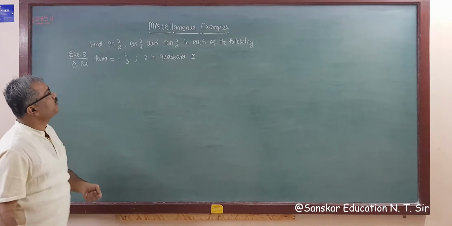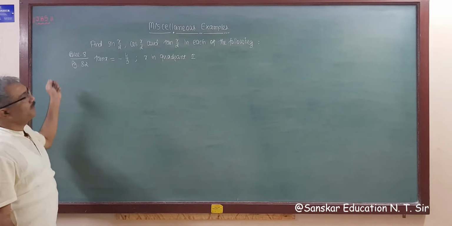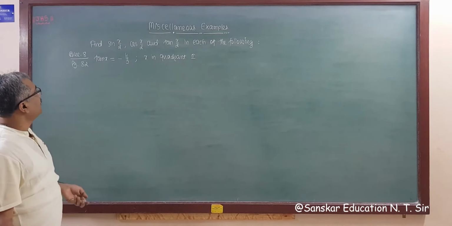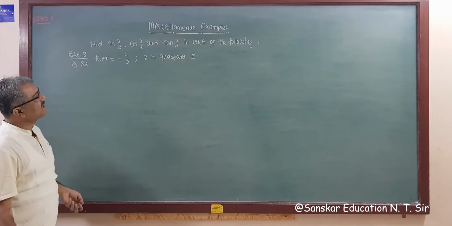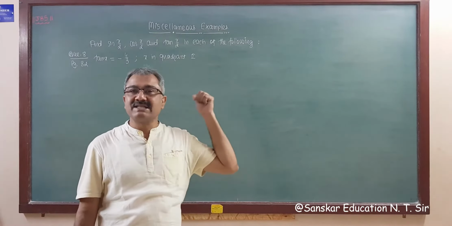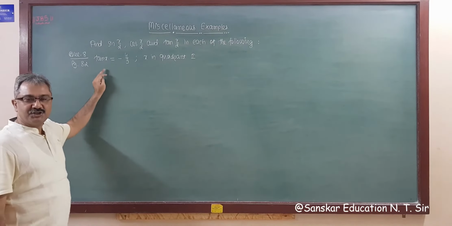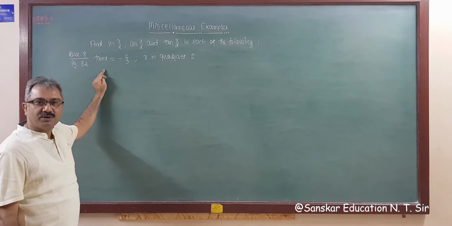Find sin x by 2, cos x by 2 and tan x by 2 in each of the following. Question 8, page 82. Tan x is equal to minus 4 by 3, x in quadrant 2. As we saw in the previous video lecture, we did this type of question and I told you this is the most important question.